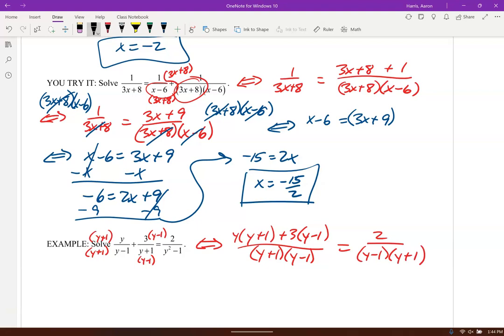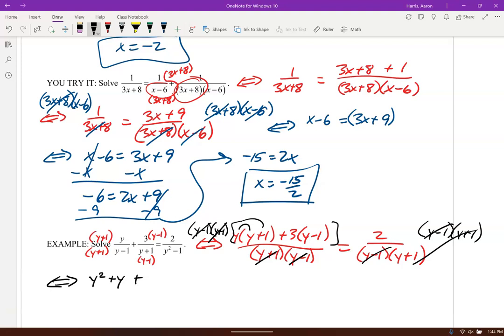So then, when I multiply both sides by y minus 1, y plus 1, that's going to cancel all that. Same thing here, y minus 1, y plus 1. It's being multiplied by all this stuff, right? So it becomes, and I'm going to go ahead and distribute that, y squared plus y plus 3y minus 3 equals 2. So all that stuff canceled.